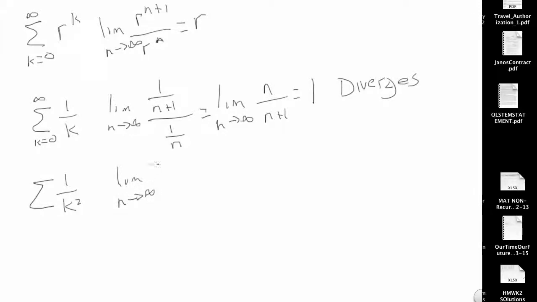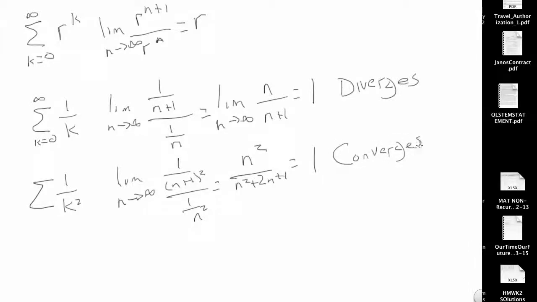We just know that. But if we look at the sum of 1 over k squared, I'll skip some steps here. This is 1 over n plus 1 squared divided by 1 over n squared, which is n squared divided by n squared plus 2n plus 1, and that limit goes to 1. But this series, of course, converges.